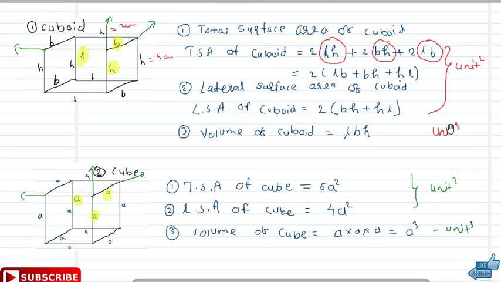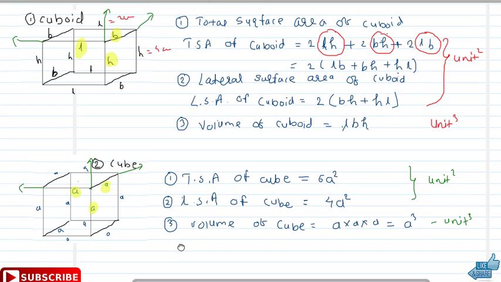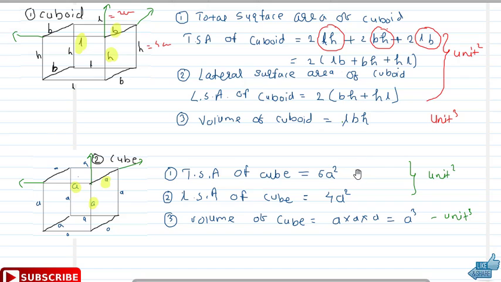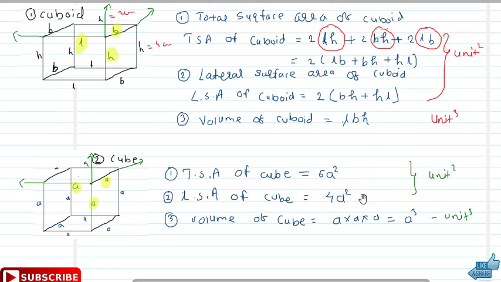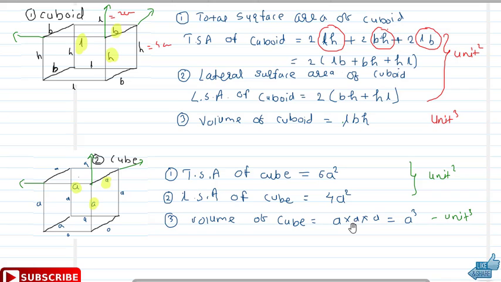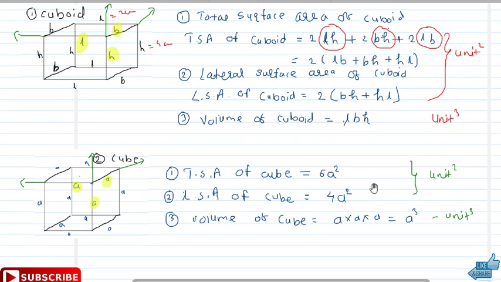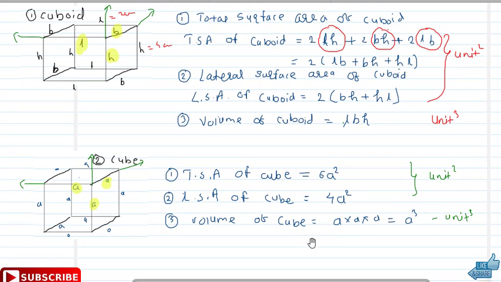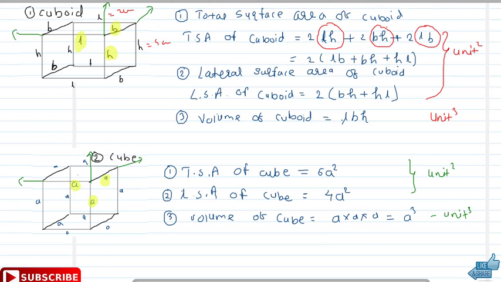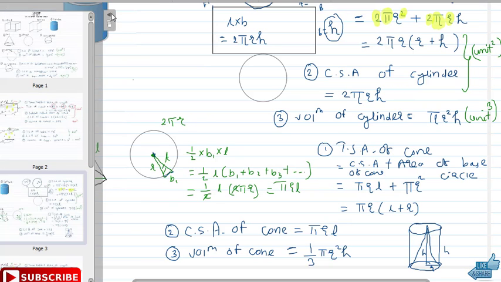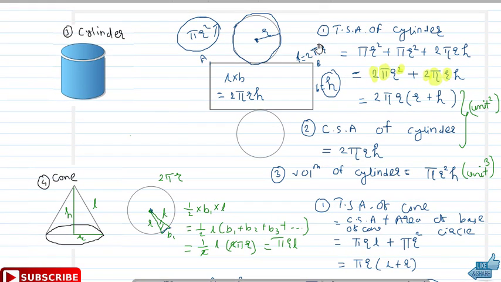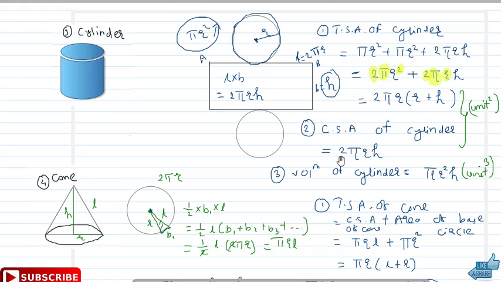Now cube, TSA of a cube is 6a square, LSA of a cube is 4a square, and volume of a cube is a cube, and the unit for the area is unit square and the unit for the volume is unit cube. Now the next figure is the cylinder. TSA of a cylinder is 2 pi r in bracket r plus h, CSA of a cylinder is 2 pi r h, and the volume of the cylinder is pi r square h. Here it is unit cube, here it is unit square. Just remember this point.